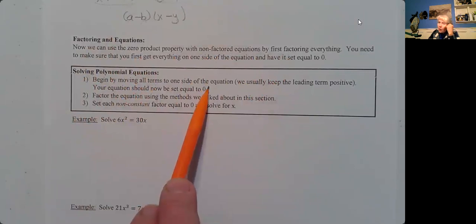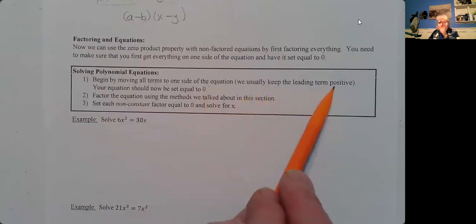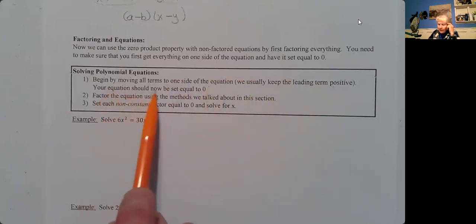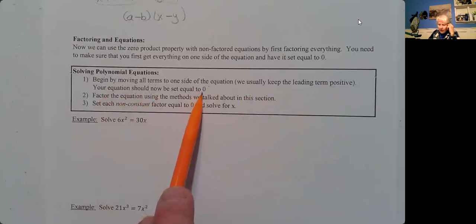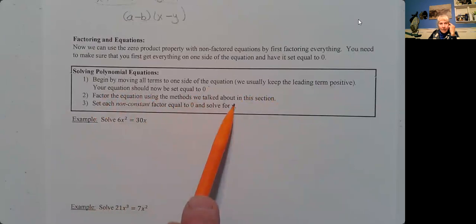Does it matter? Well, it does in a way, because you can make it harder on yourself by moving it to the wrong side. We usually keep the leading term positive. So we move things so that the highest power is positive. Then your equation should now be set equal to 0. Then we'll factor, using whatever method we need to. And then we will solve each of our factored groups.